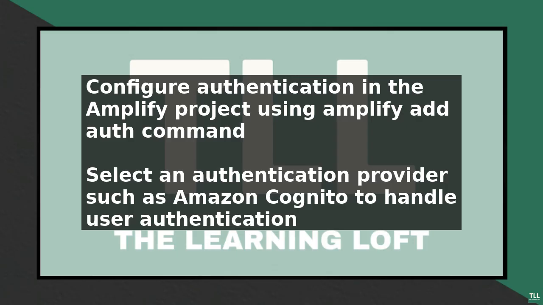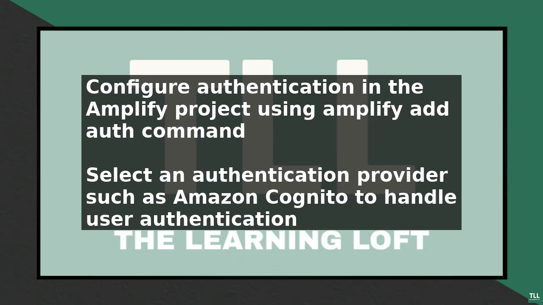Next, you need to configure authentication in your Amplify project. You can do this by running the command amplify add auth. This will prompt you to select an authentication provider, such as Amazon Cognito. Follow the prompts to configure your authentication provider.